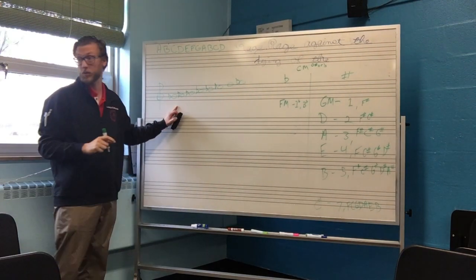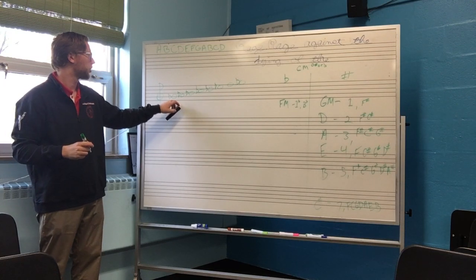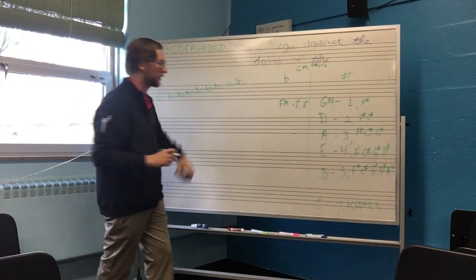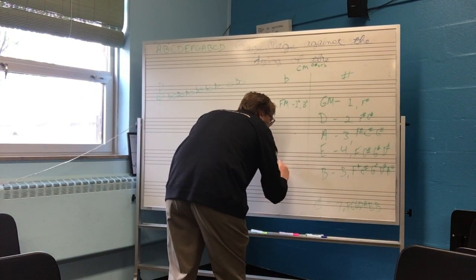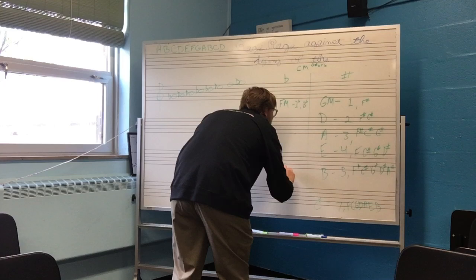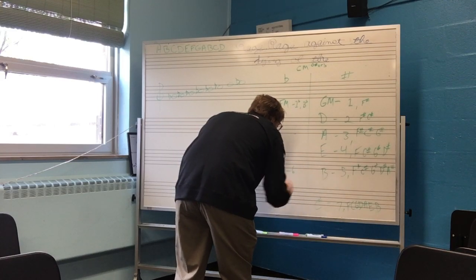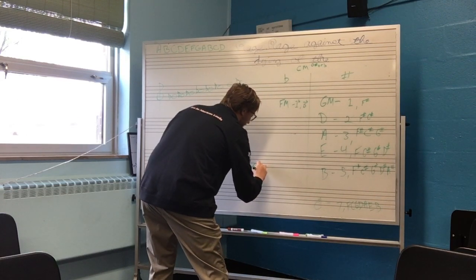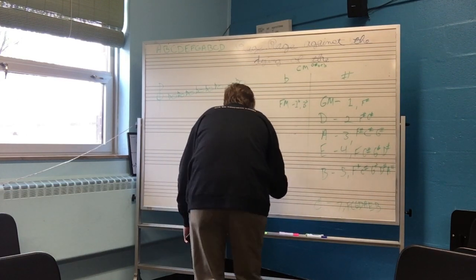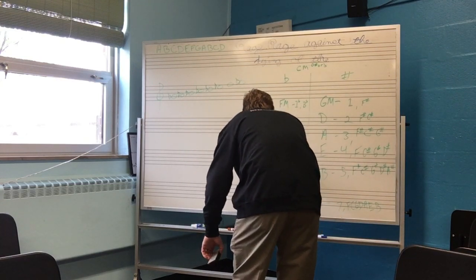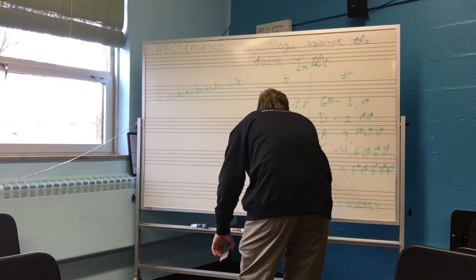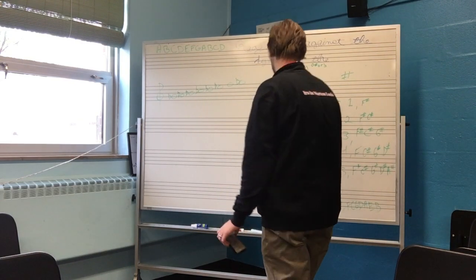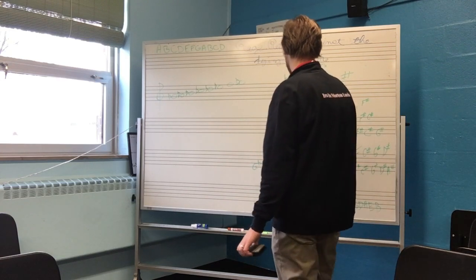How many different flats in this one? That's it. These are the same. So 1, 2, 3, 4, 5, 6. So 6 flats, that's G flat. G flat has 6, and those flats are B flat, E flat, A flat, D flat, G flat, and C flat.